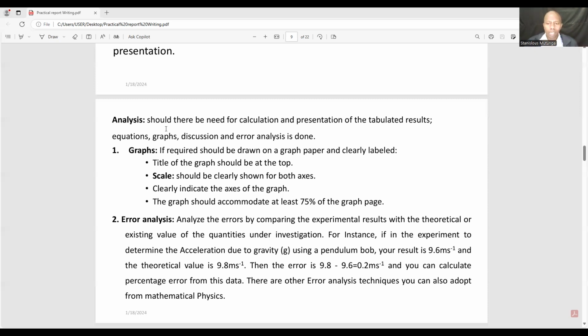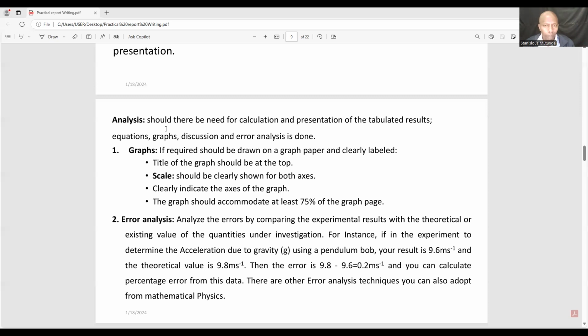Let's look at this example which is given here. If the experiment determined the acceleration due to gravity, g, using a simple pendulum or the pendulum bob, and your result is 9.6 meters per second squared and the theoretical value is 9.8 meters per second squared, then to analyze this error, the error will be 9.8 minus 9.6, which will give you 0.2 meters per second squared. Remember, this will be your first part.